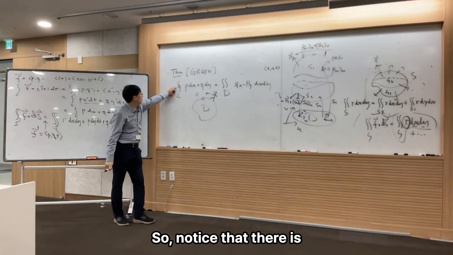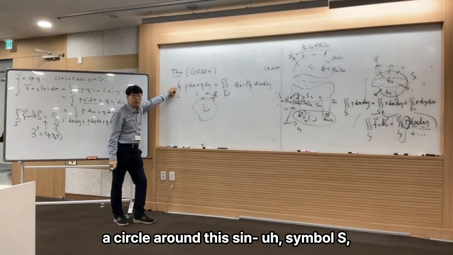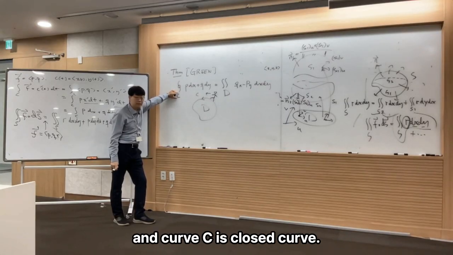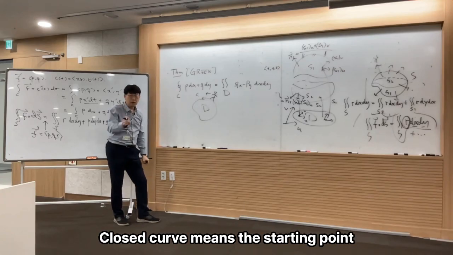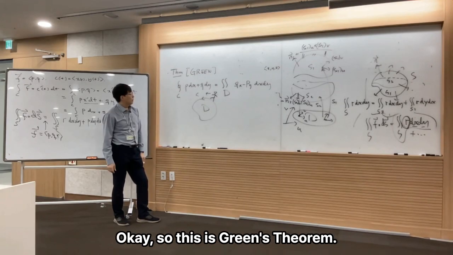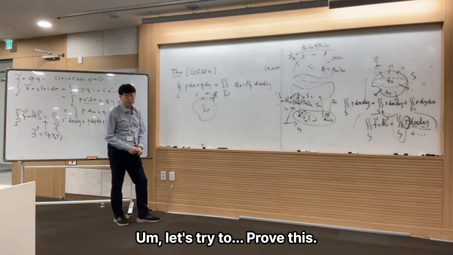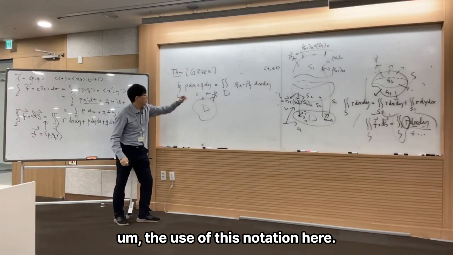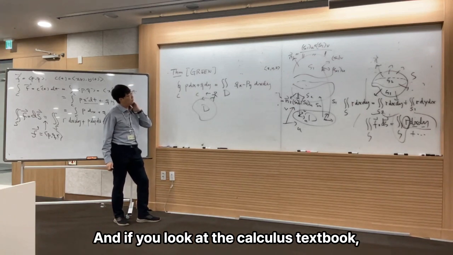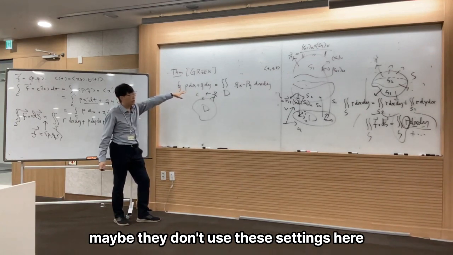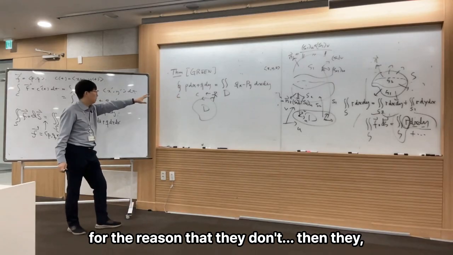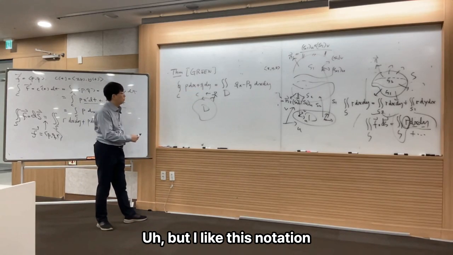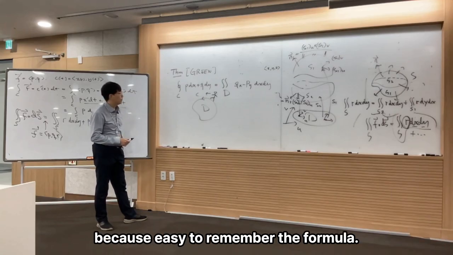So notice that there is a circle around this integral symbol, meaning that the curve C is a closed curve. Closed curve means the starting point and end point are the same. Okay, so this is the Green theorem. Let's try to prove this, because I want to show you the use of this notation here. If you look at a calculus textbook, maybe they don't use this notation. But I like this notation because it's easy to remember the formula.